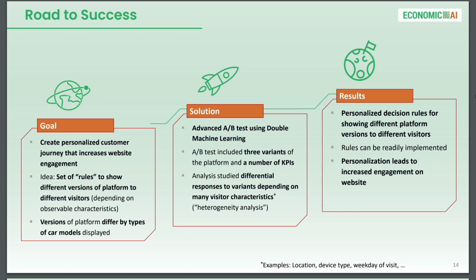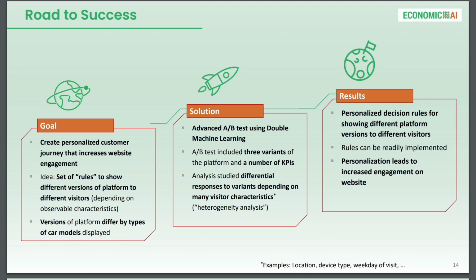So this was the idea, and now to be able to implement this approach, what we needed to do was to create a set of decision rules that would tell us which platform version to show to which group of people. And the characteristics that we had available to create these decision rules were mostly characteristics related to the technical devices that people used.